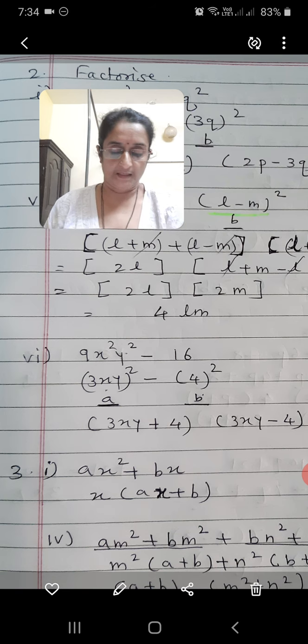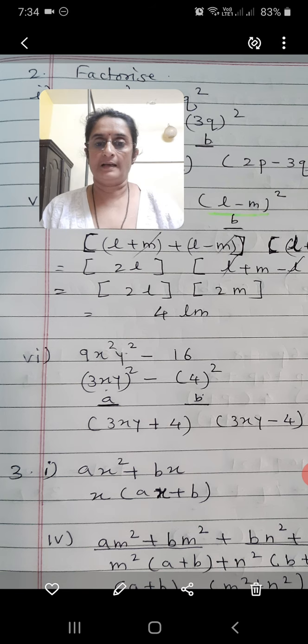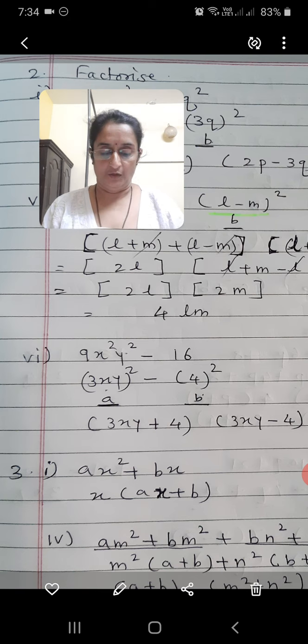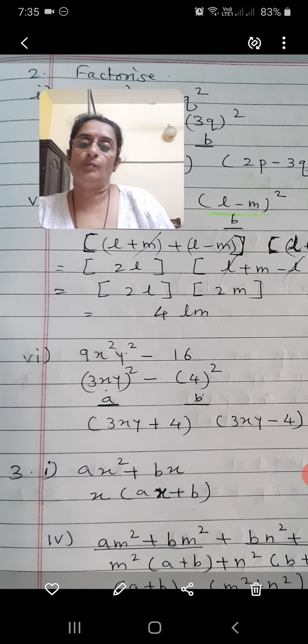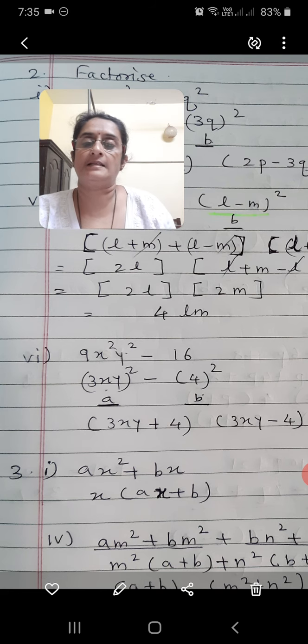Now the third question in that is again where two terms are given. That's ax square plus bx. You have to factorize it. Now what is common between both the terms? In ax square, x is there, and even in bx, x is there. So take x as a common factor, and whatever remains you have to put in the bracket.